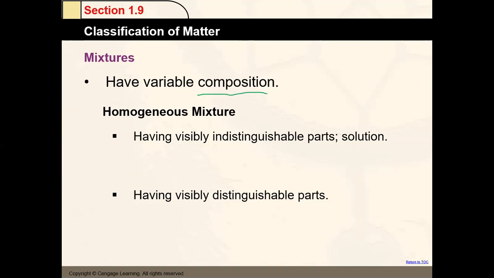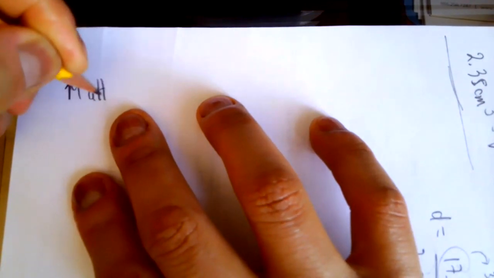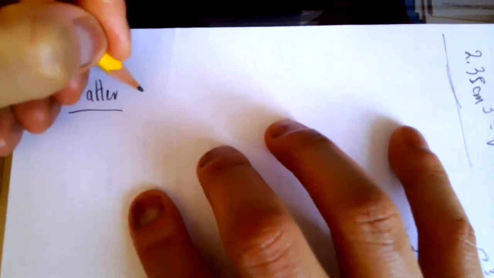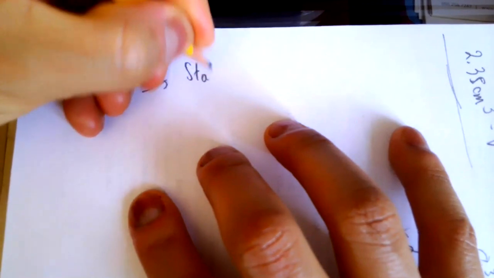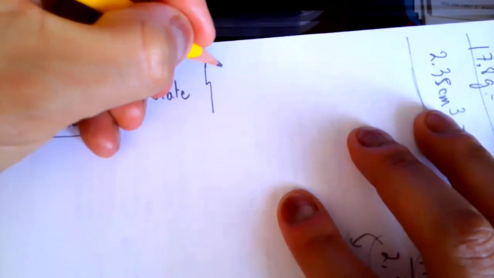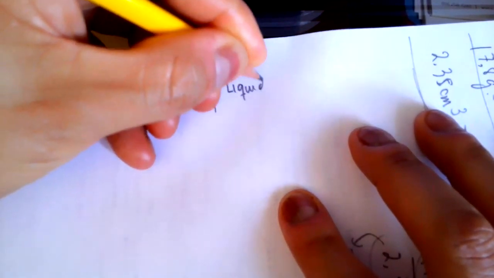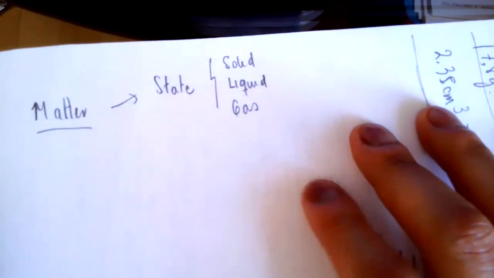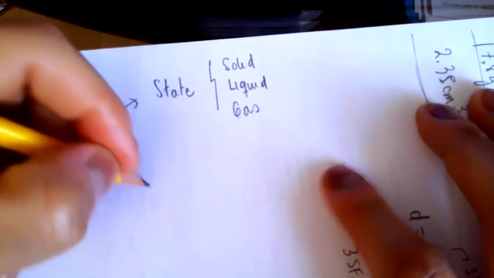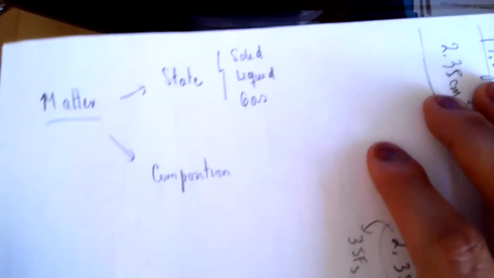Let's do that here. Matter can be classified by state, the state of the matter. You can have solid, liquid, and gas, right? That's one type of classification. Then, depending on the composition is a different type of classification.